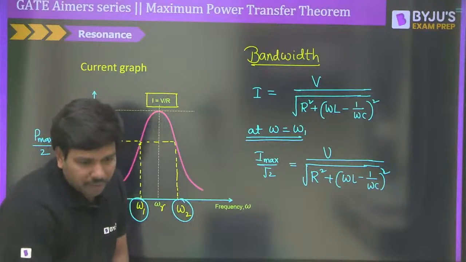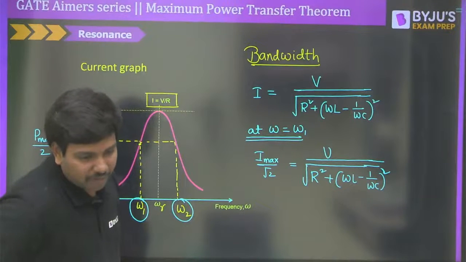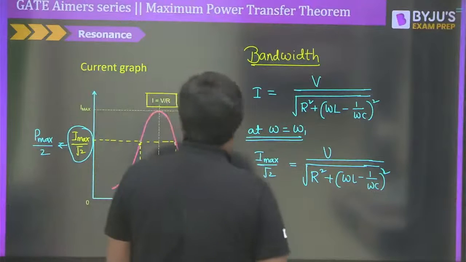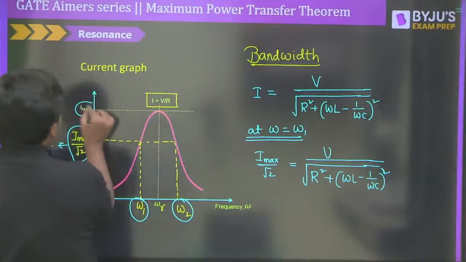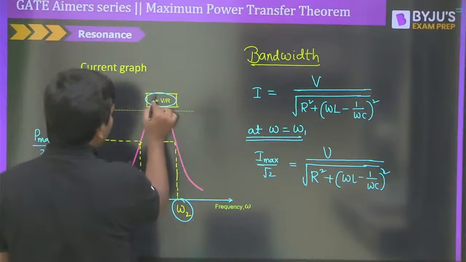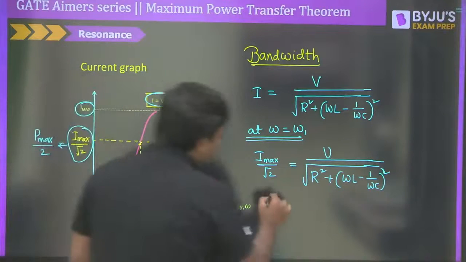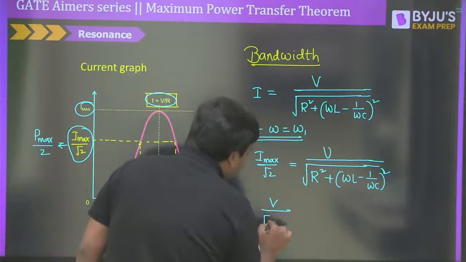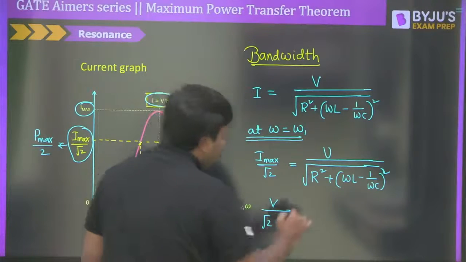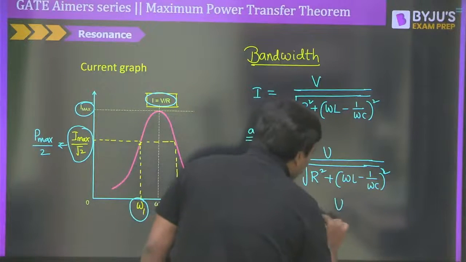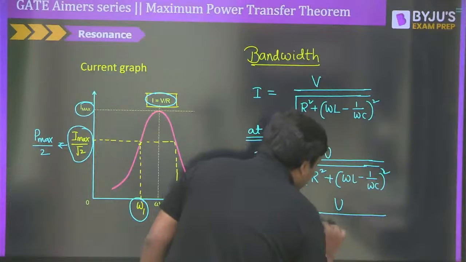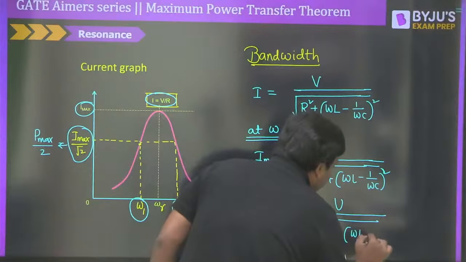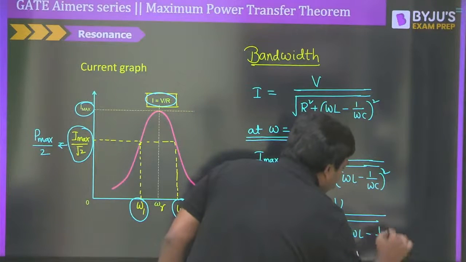So bandwidth is given by R by L. I'm sorry, but we need to show that, right? So Imax by root 2. But what is Imax according to us? The maximum value of current we can see in the circuit is V by R, right? So let me write down, Imax is V by R. So this will now become root 2 into R, and right hand side we will be having V divided by under root of R square plus (omega L minus 1 divided by omega C) whole square.